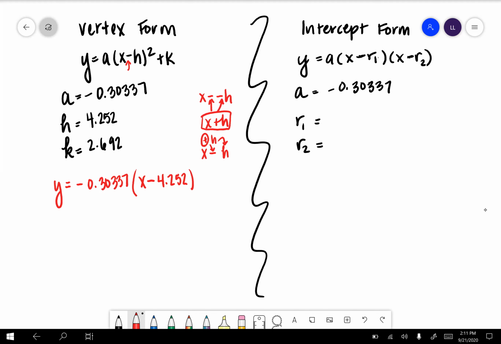Okay? All right, squared. And then my k always stays the same, right? So if it's negative, you're going to subtract. If it's positive, you're going to add. In my case, it's positive, so I'm going to add. And this is my equation in vertex form.